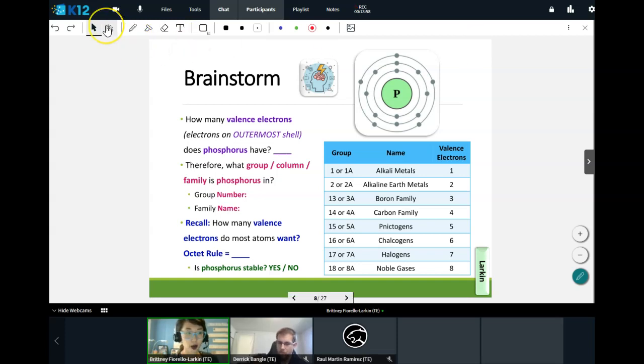Go ahead on the whiteboard, grab your pointer and point for me which of these 3 shells for phosphorus is the valence shell. Again, think about what does the term valence mean? Is it that inner, middle, or outer shell? Point to the valence shell. Go ahead and get your answers up.